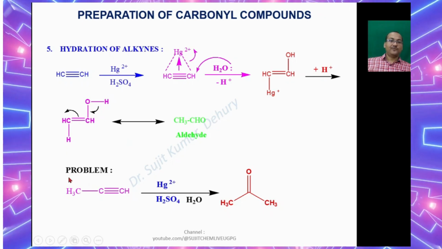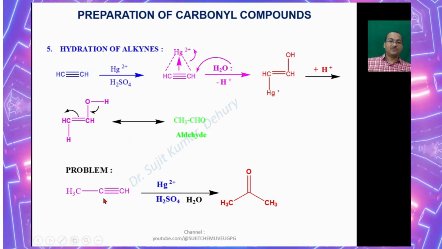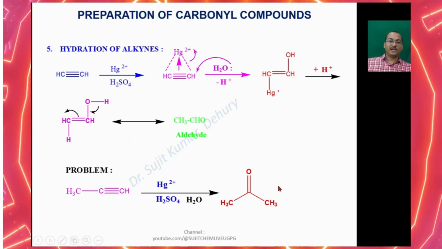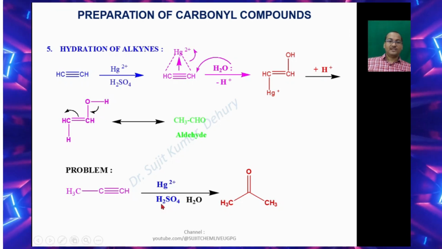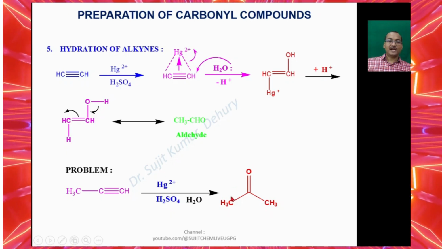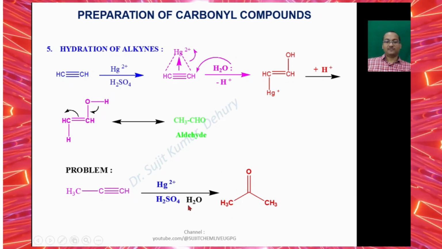Similarly, there is a problem for you. If you start with this alkyne, what would be the product? You will end up with a ketone in the presence of Hg2 plus and H2SO4. Please write down the mechanism for this product.